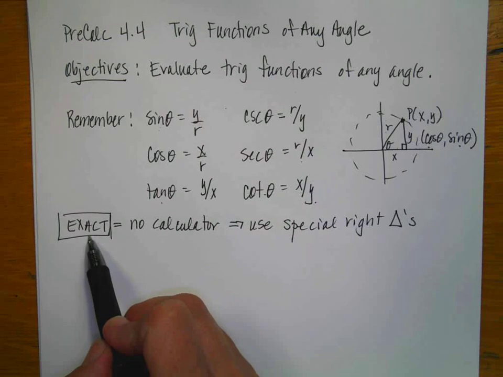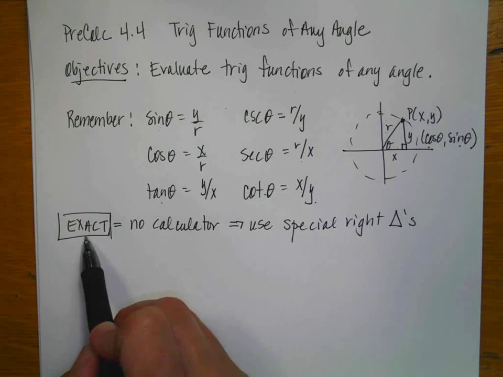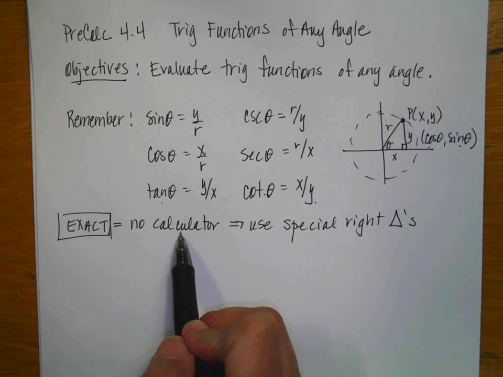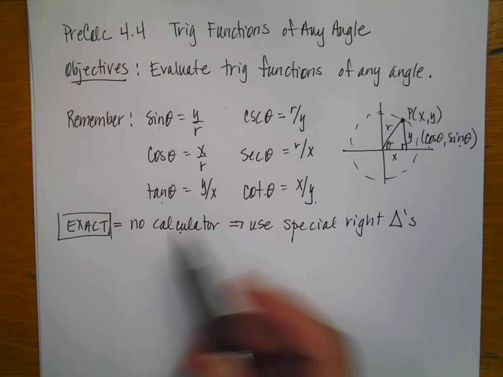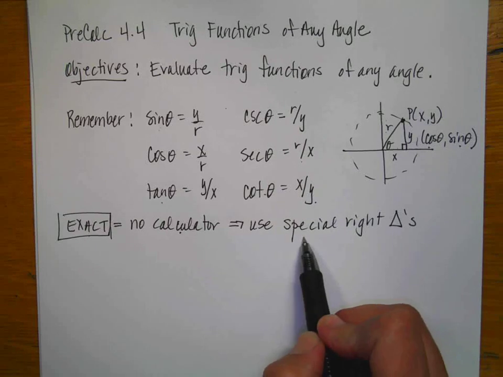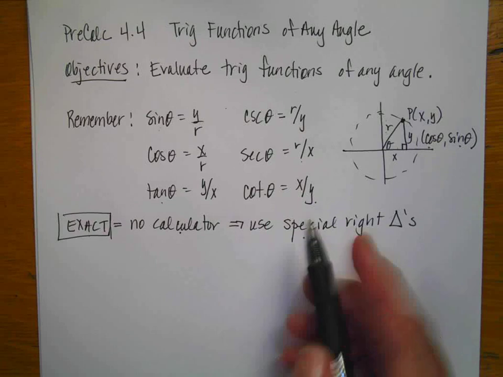Something that's hugely important is this word exact. It basically means no calculator. It means to get something in a precise answer without decimal places. And in trig, that typically means we're going to use our special right triangles.